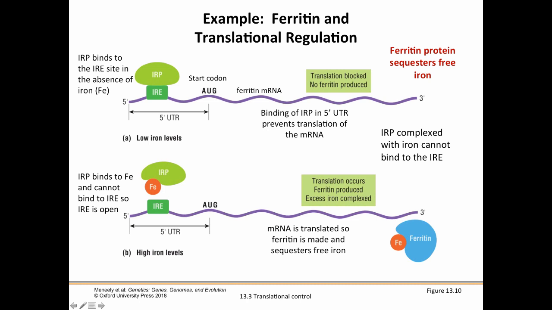When iron is in great abundance in the body, iron interacts with this iron response protein. That interaction basically removes it from the iron response element. Once that is removed, the messenger RNA is freed up to do translation. Translation occurs, ferritin is produced, and this excess iron gets bound to ferritin and is no longer available for absorption, and you essentially reduce the levels of available iron in the bloodstream.